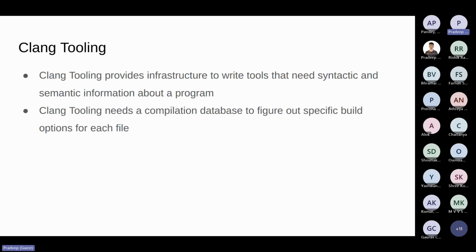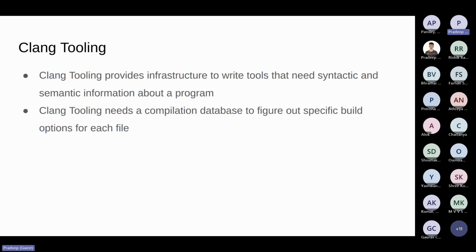Clang tooling needs something called a compilation database to figure out the specific build options for each file. When you try to run Clang or any sort of Clang front end on the program, it needs to know how to compile it. For that, it needs to know what the options are. For example, if you're using C++17, Clang needs to know that the program is compiled for C++17, because there are some features that are not allowed in earlier versions of C++.